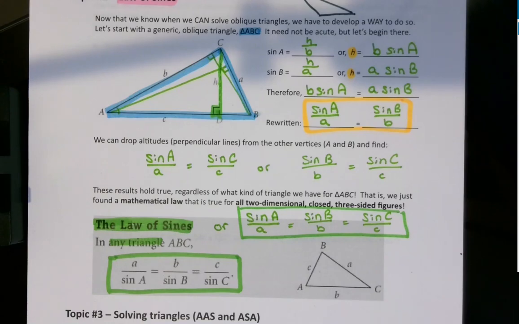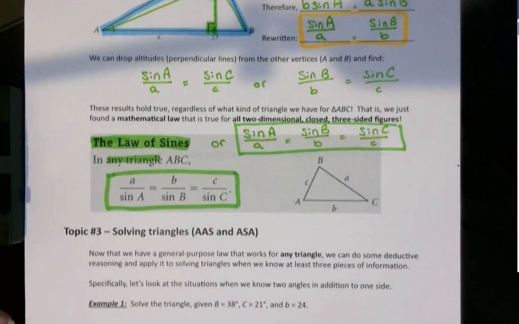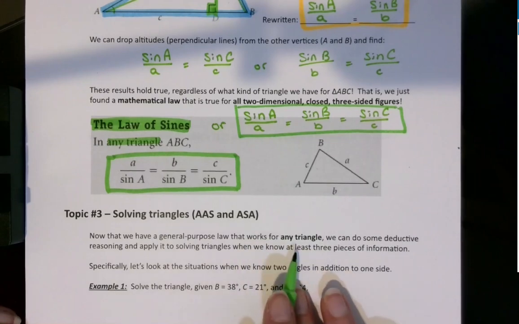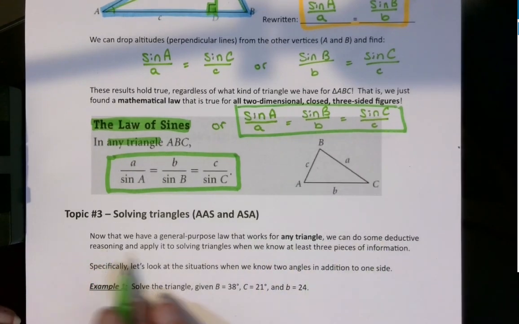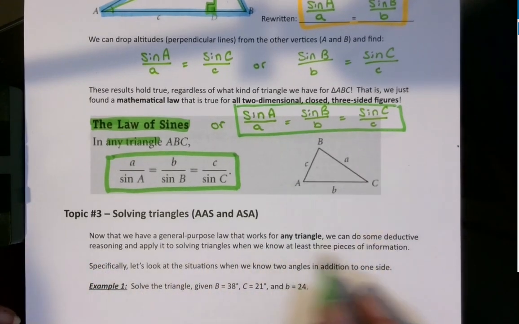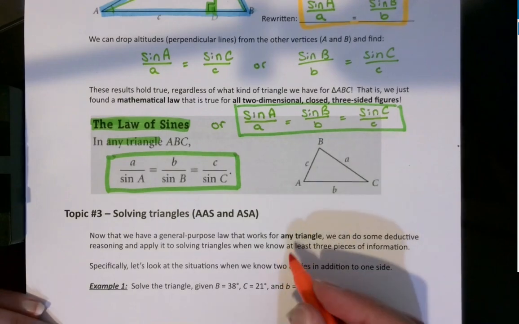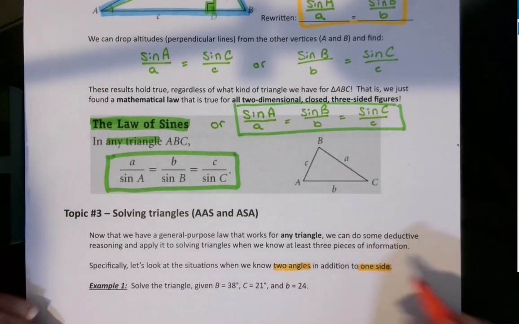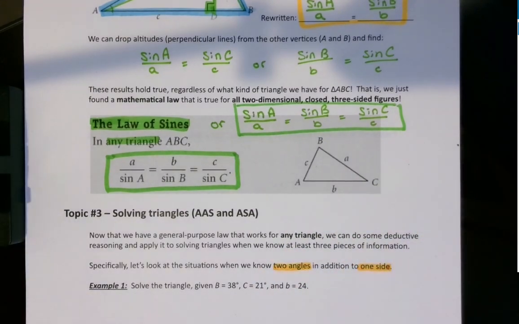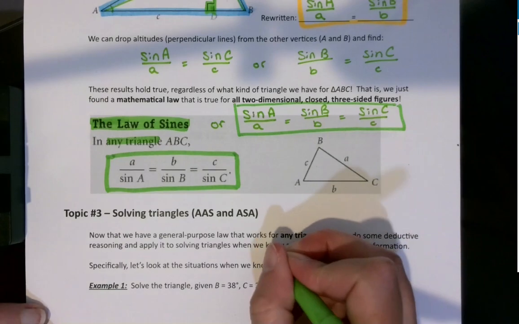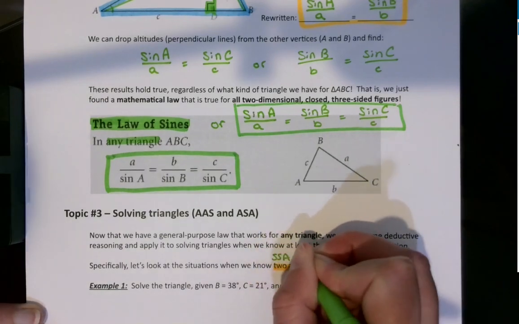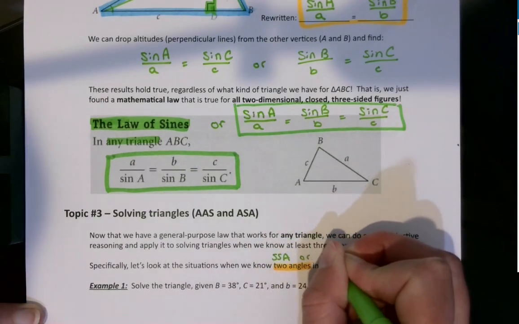Let's go ahead and use this now. Now that we have that general purpose law that works for any triangle, we can do some deductive reasoning and apply it to solving triangles where we know at least 3 pieces of information. We're going to start here with looking at situations where we know 2 angles and a side. So we had 2 types of those. We had our SSA and our SAS type triangles. 2 angles and 1 side. So either SSA or SAS.